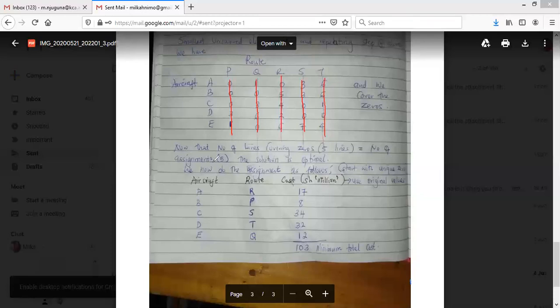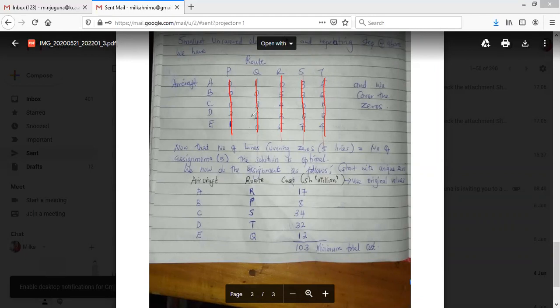Let's say our aircraft A can only go to route P. If that is special, in that you cannot assign it to any other route, start with that. Let's do it as per our case here. I've written down all my aircrafts, A up to E, and then I go back to this particular table.